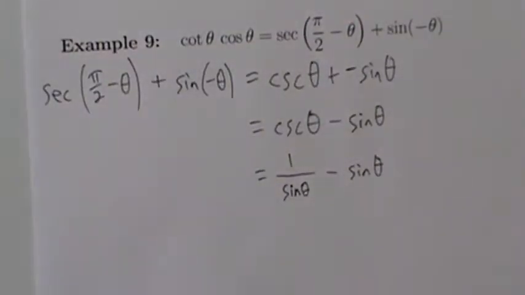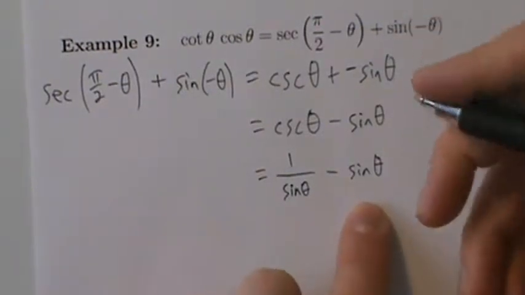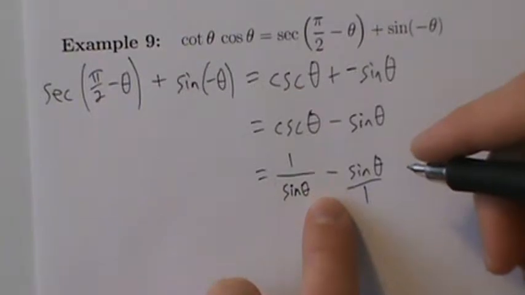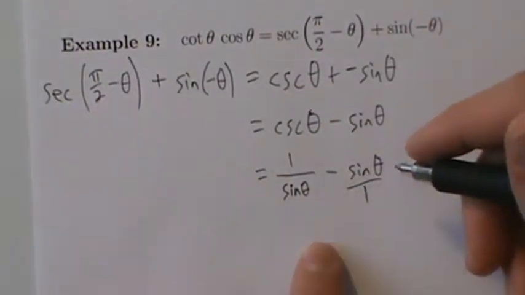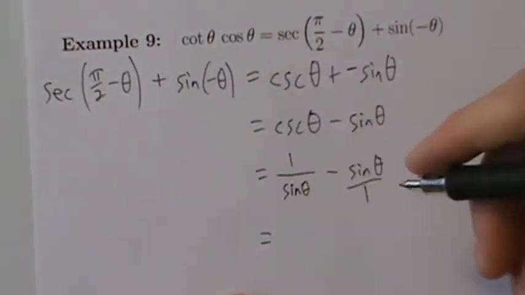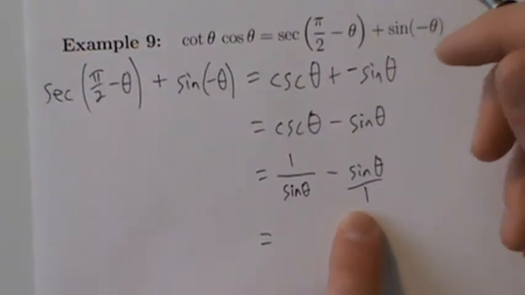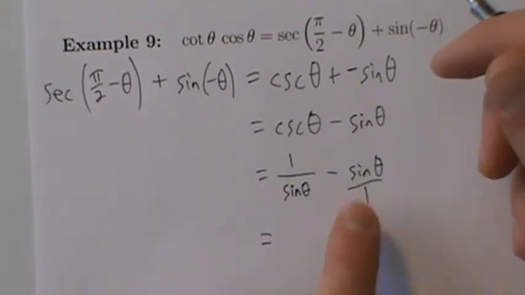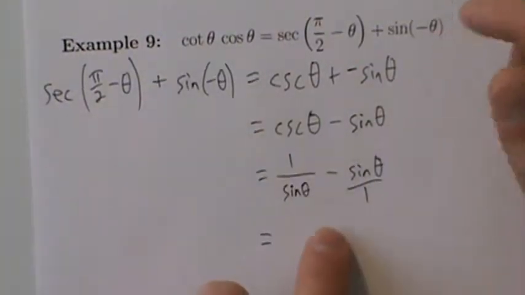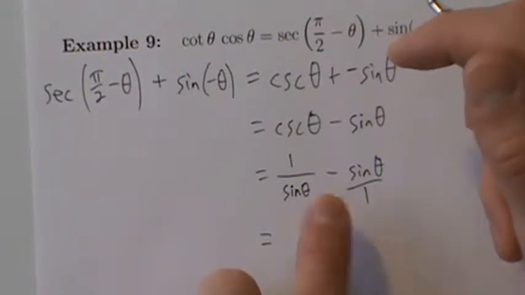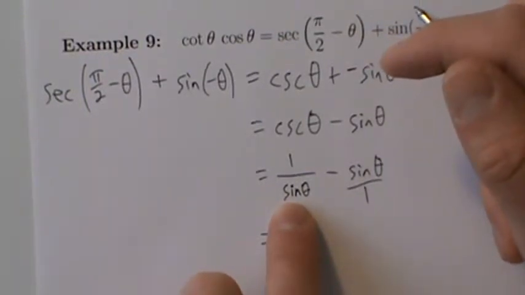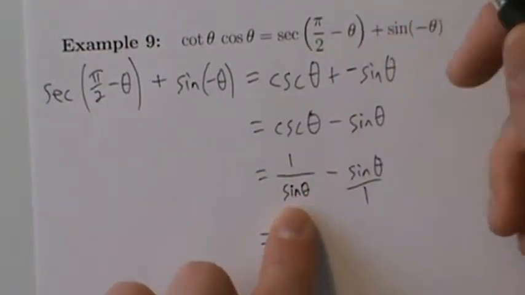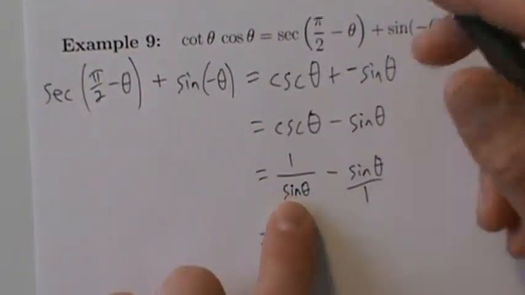So we did something like this in an earlier example, but remember sine of theta is the same thing as sine of theta over 1. So what we have here is one quotient minus technically another quotient. So let's get a common denominator. So what is the common denominator? Well, the denominator 1 means nothing, I mean the 1 in the denominator doesn't affect anything for us. So we don't have to worry about that. But the denominator sine of theta is the only denominator we really have to worry about. So our common denominator is sine of theta.